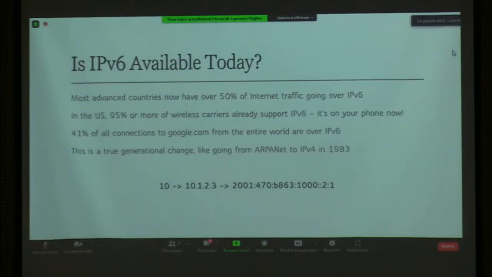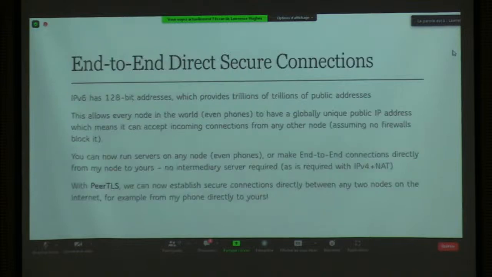This is a radically different situation. Since IPv6 has 128-bit addresses, every node, including phones, can have a public, globally unique IP address. So they can accept incoming connections from any other node, assuming no firewalls block it. Amazingly, no firewalls are blocking them now, even between phone vendors. I've actually made a connection, for instance, from Singtel in Singapore to other vendors like in the Philippines, and the connection actually works.